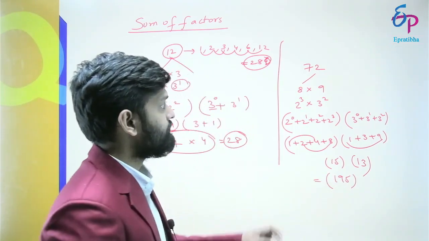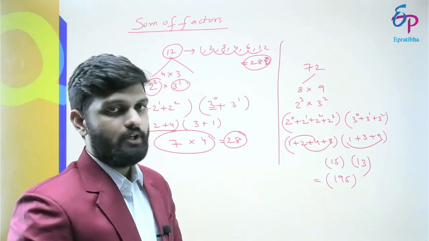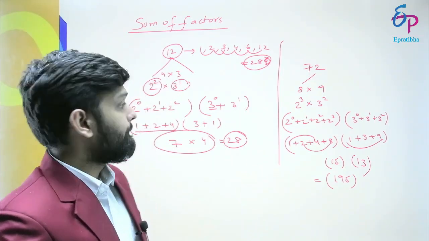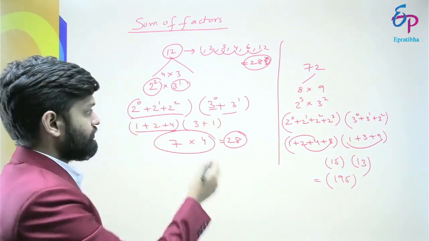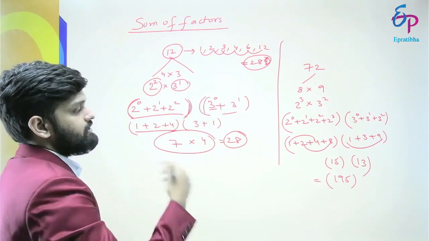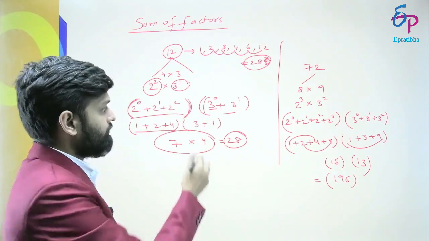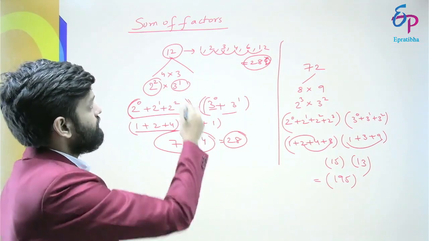What is the sum of factors of 72? It is 195. So this is how you have to break the number into factors and sum them up. You just have to take the individual prime powers in individual brackets, add all the terms in each bracket, and multiply the two individual sums. So this is how you do the sum of factors.